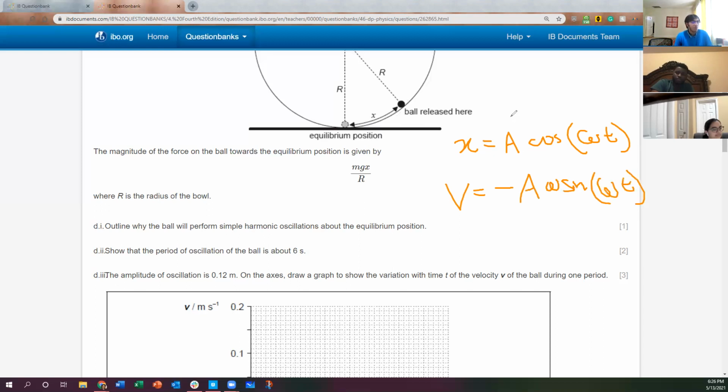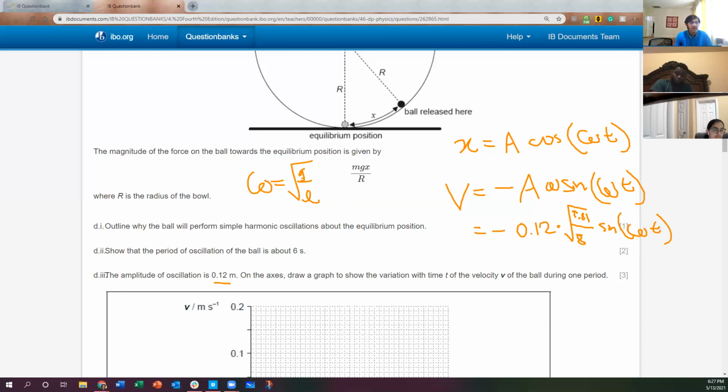Okay, so our amplitude was how much? The amplitude is 0.12. They tell us that. This will be negative 0.12 times omega. In the last problem, we found out that omega was the square root of g over L. So this is going to be the square root of 9.81 over the radius, which is 8. And we have sine omega t.